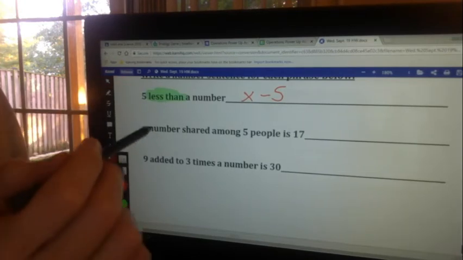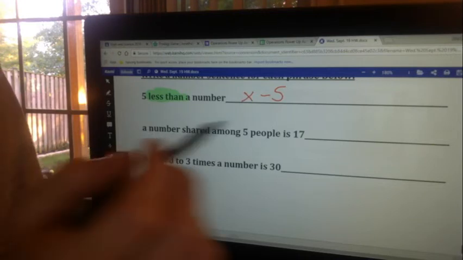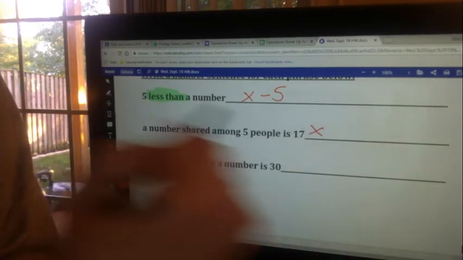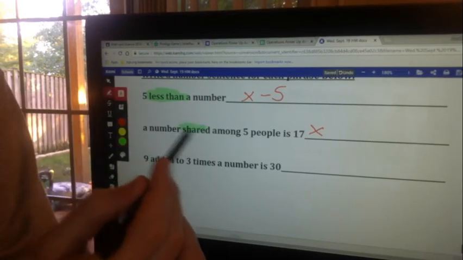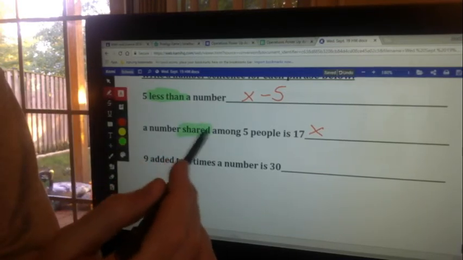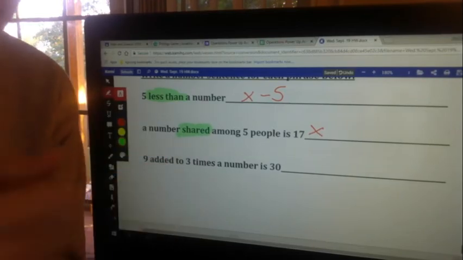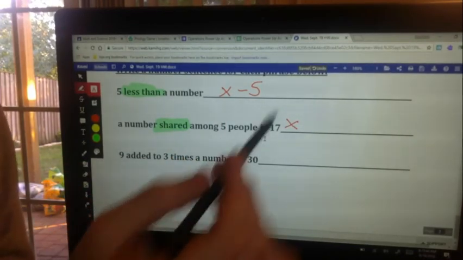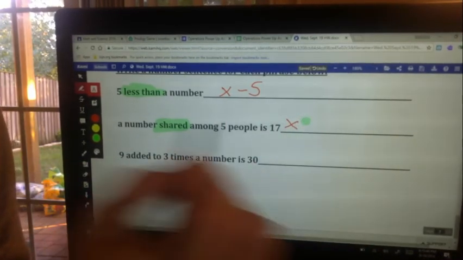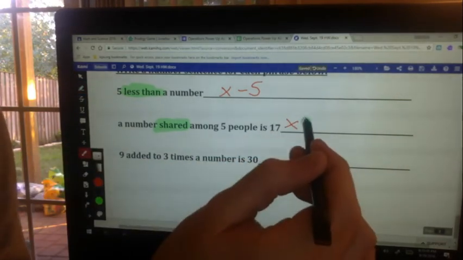The second one, a number. So a number, I'm going to use any variable. I like to use x. And then I see this word shared. When you see that word shared, you should automatically be thinking you're giving a little bit to different groups. When you're giving a little bit to different groups, that's the same as dividing something up. So that's division. So a number shared among 5 people. So you're sharing it among 5 people. So you're dividing it.